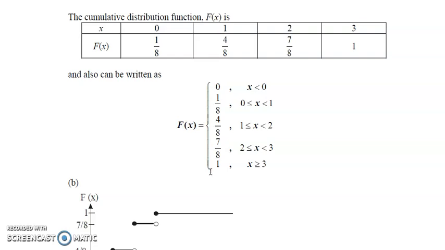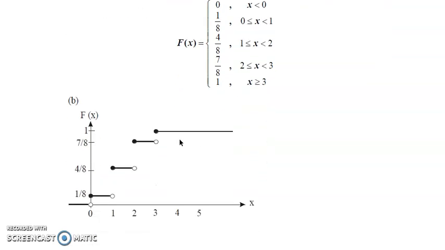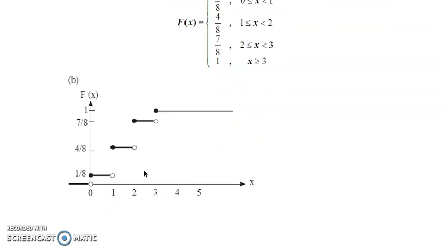The important part I want you to highlight, please highlight and put some notes. It must be from 0 until 1. It will be 0 when x is less than 0, and the next one is x between 0 and 1, and the last one will be 1 when x is greater than or equal to 3. And this is the graph, if we try to look at the graph.